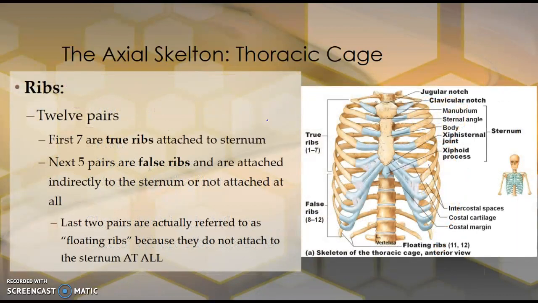All right, your ribs. So you have 12 pairs of ribs. Your first 7, so pairs 1 through 7, are known as true ribs because they directly attach to the sternum. So you can see there's this what we call costal cartilage here, directly attaching the rib to the sternum. Your next 5 pairs are called false ribs because they indirectly attach to the sternum. So you can kind of see here that they all come together to form one big piece of costal cartilage that attaches to the sternum. And then the bottom 2 are called floating ribs, which means that they're not attached to the sternum at all.